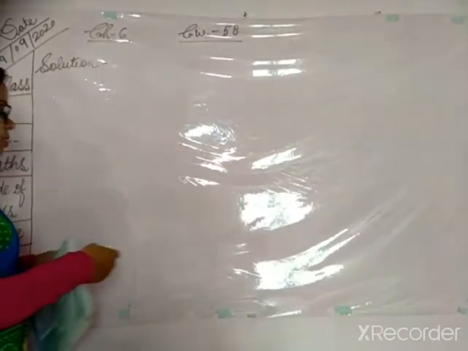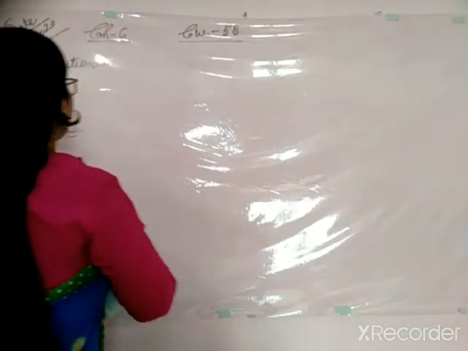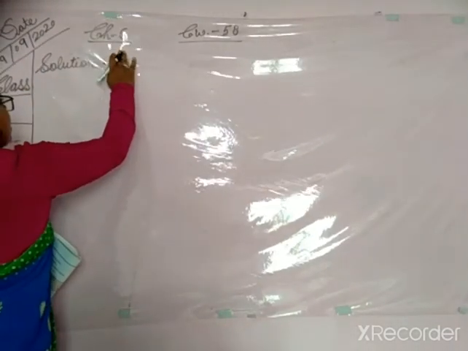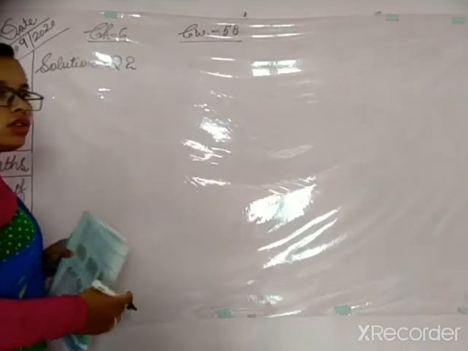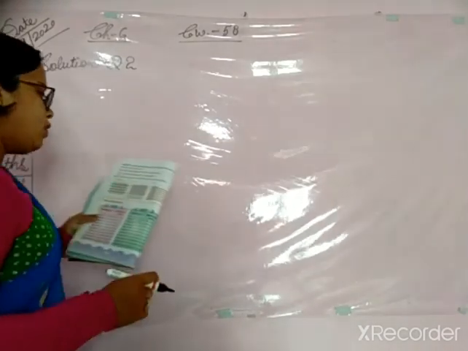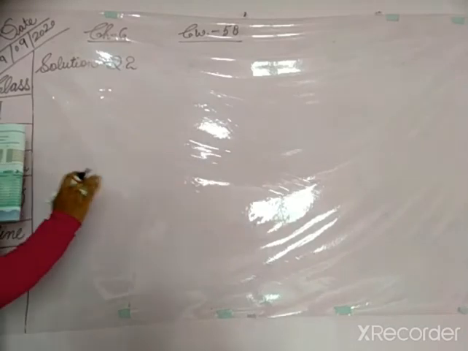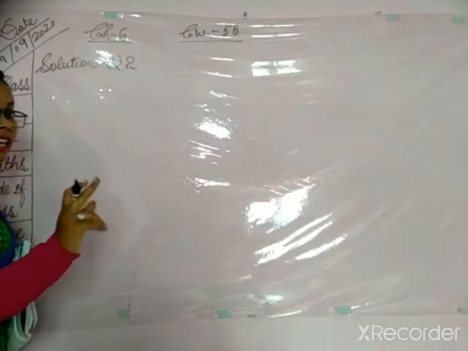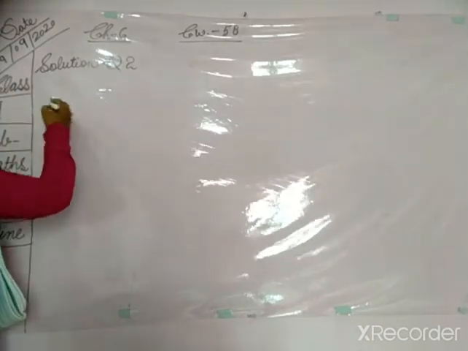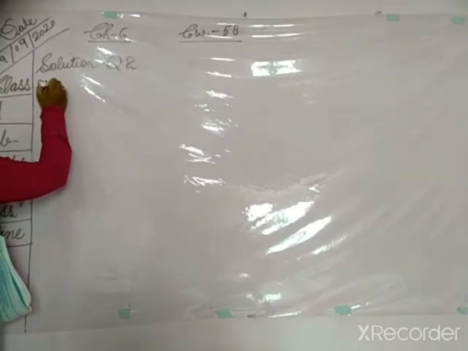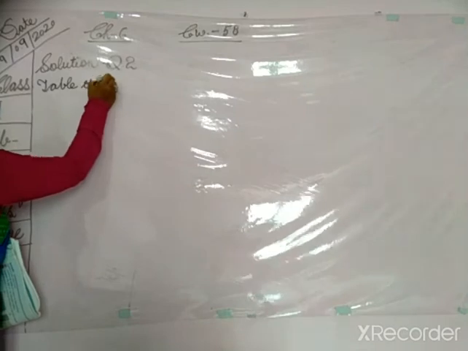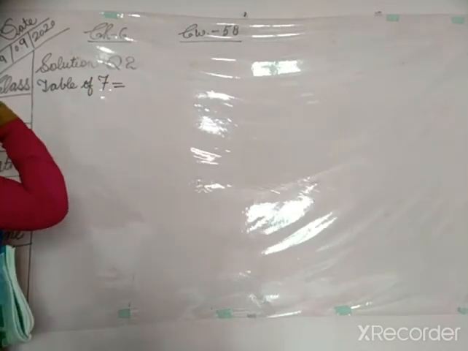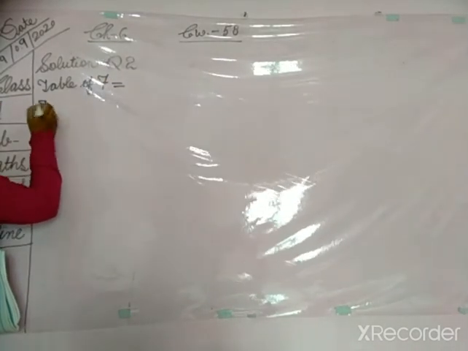So now students, see the solution of question number 2. Here you have to write question number 2 solution. How to start? Construct the table of 7 by repeated addition. Repeated addition means you have to do plus plus plus. Table of 7. You have to write each and everything like this. First of all you have to write 7.